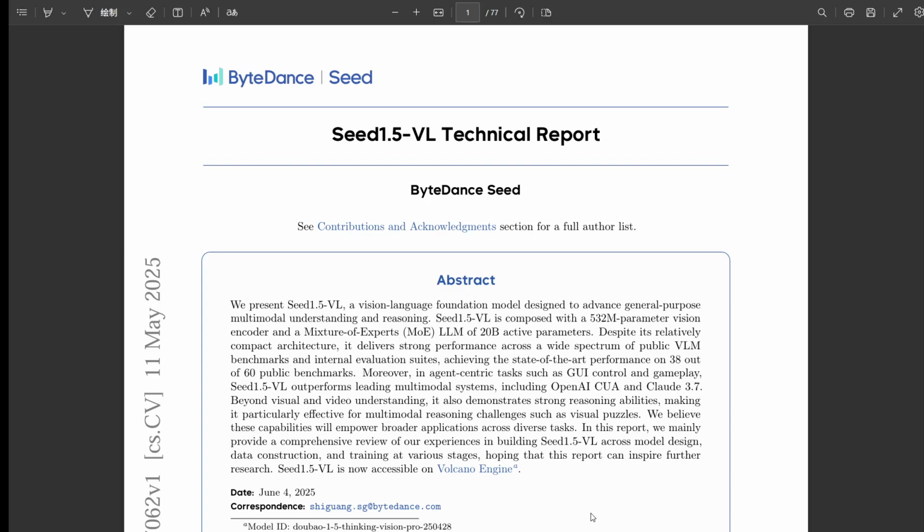Welcome to the deep dive. Today we're jumping into Seed 1.5-VL. It's a really cutting-edge vision language model that came out of a recent research paper. Yeah, it's a fascinating one. So think of this as your technical shortcut.